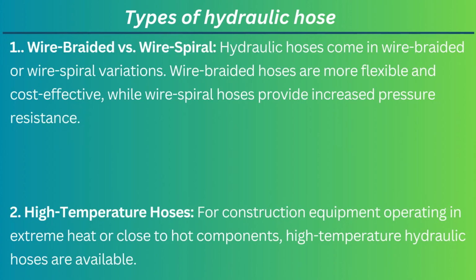Some other categories of hose are: 1. Wire braided versus wire spiral. Hydraulic hoses come in wire braided or wire spiral variations. Wire braided hoses are more flexible and cost effective, while wire spiral hoses provide increased pressure resistance.